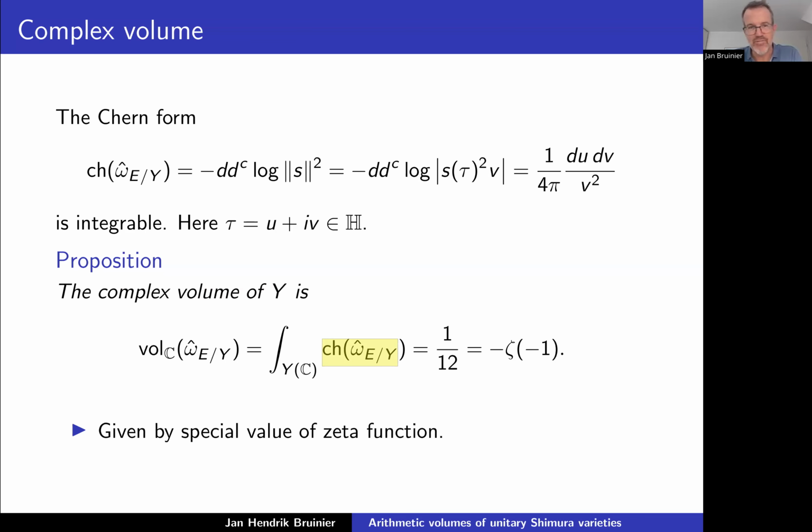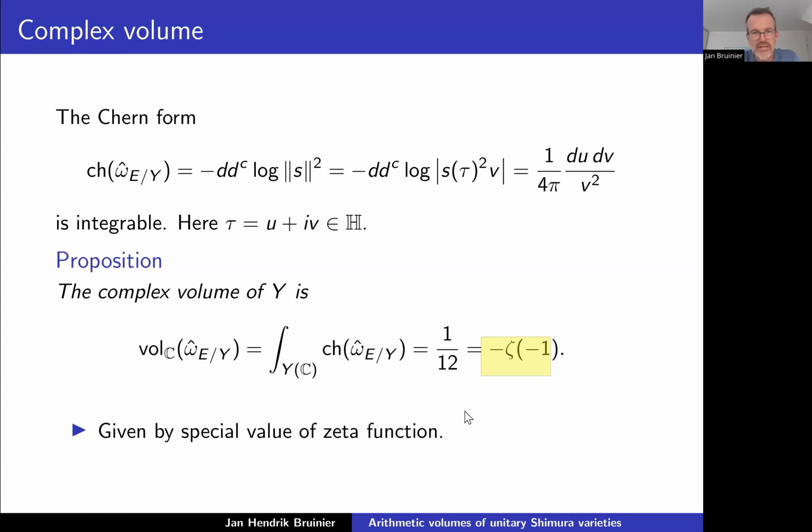And then we know, okay, what is this? This is basically the volume of the fundamental domain. And with this normalization of the volume form, we get 1 over 12 as the volume. And 1 over 12 is somehow the negative of Riemann zeta at -1. So the upshot is that it's given by a special value of some natural zeta function. Okay, so this is the complex volume.